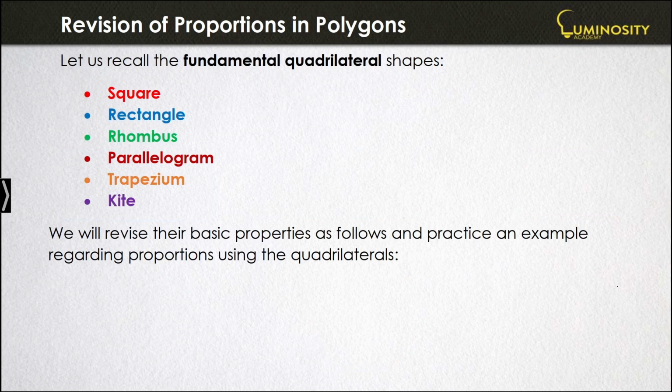So let us recall the fundamental quadrilateral shapes, because these have many important geometrical properties that we can utilize when we are solving geometrical problems. So there's the square, the rectangle, the rhombus, parallelogram, trapezium, and kite. Let's revise the basic properties of each of these quadrilaterals and then practice an example regarding proportions using these quadrilaterals.